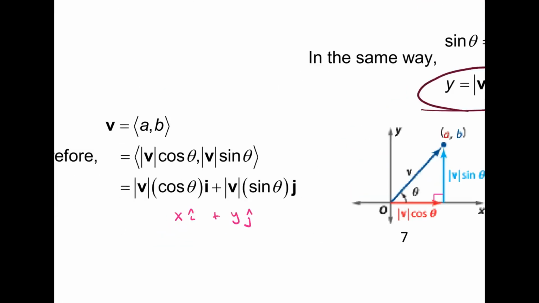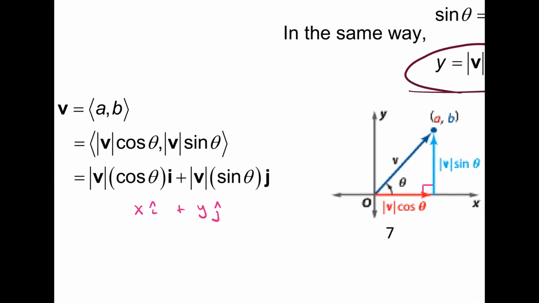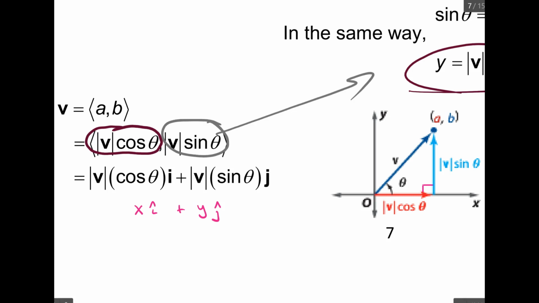The main thing I want you to see is there are 3 ways to write vectors. You can write angle brackets, a comma b, that's component form. a is your x component, b is your y component. But wait, I just told you the magnitude of the vector times cosine is literally x, that's your x component. The magnitude of your vector times sine is your y component. So once again, this is still component form. It's still x comma y, just written a little differently.